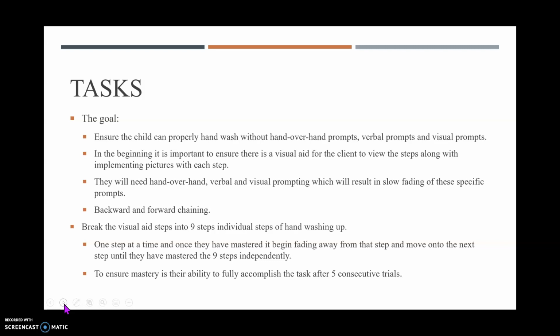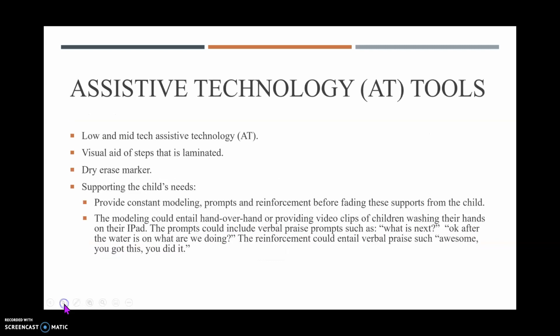Break the visual aid steps into 9 individual steps of hand washing. Teach 1 step at a time, and once they have mastered it, begin fading away from that step and move on to the next step until they have mastered the 9 steps independently. To ensure mastery is their ability to fully accomplish the task after 5 consecutive trials.